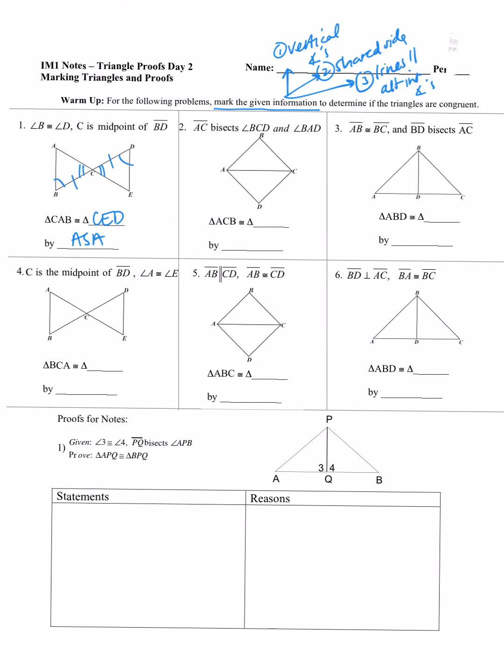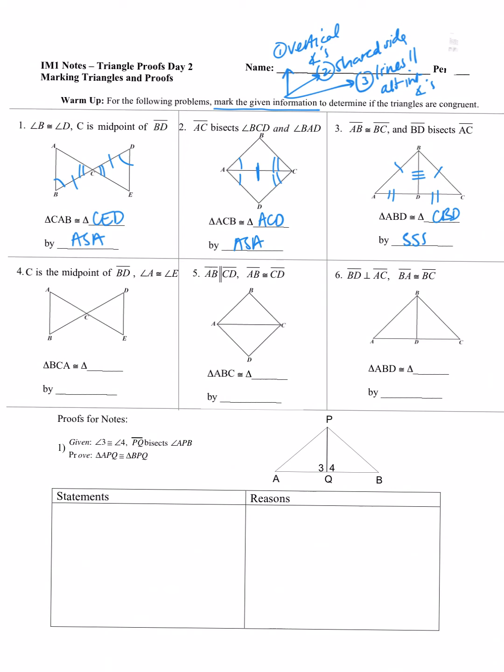Number 2, AC bisects angle BCD, so that gives me 2 congruent angles here. It also bisects angle BAD, and I have a shared side I need to mark. So triangle ACB is congruent to ACD by angle side angle again. Number 3, AB is congruent to BC, and BD bisects AC, so that tells me that these 2 segments are congruent, and I have to mark a shared side. So triangle ABD is congruent to CBD by side side side.